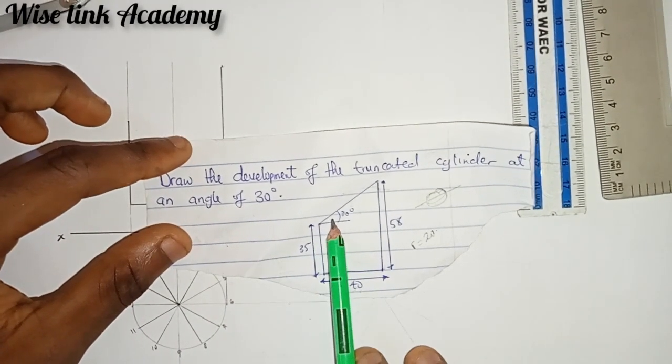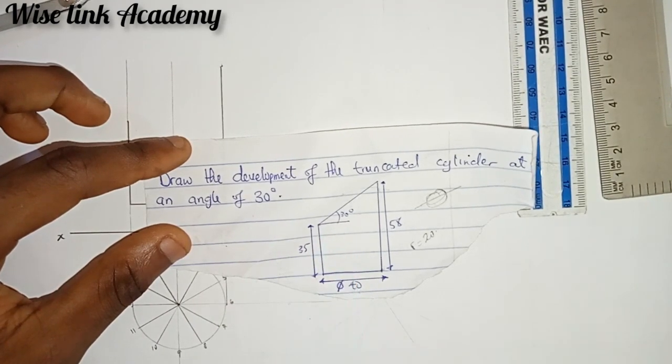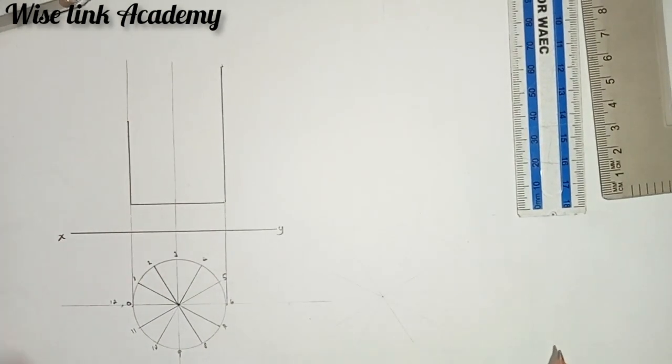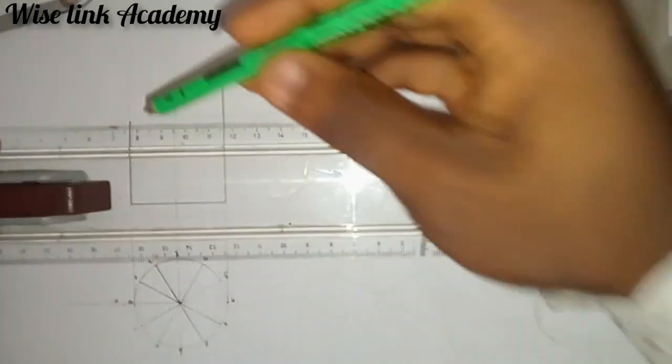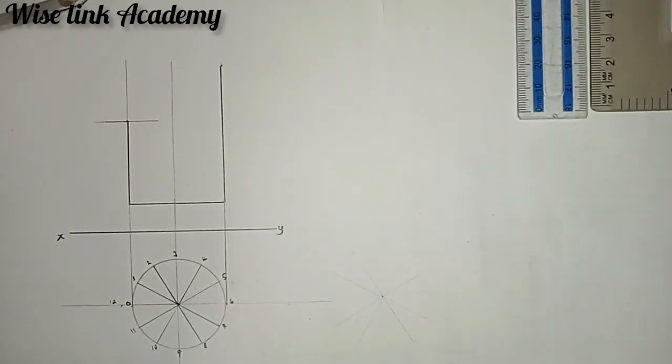So what do you now notice again? From this question, they said from this to this is 35, but at an inclined angle of 30 degrees. So how do you draw this? You don't need to stress yourself. Just follow my procedure and you get to the right pattern. At this point, you take your set square upward. You draw a faint line at the edge of the circle, as you can see.